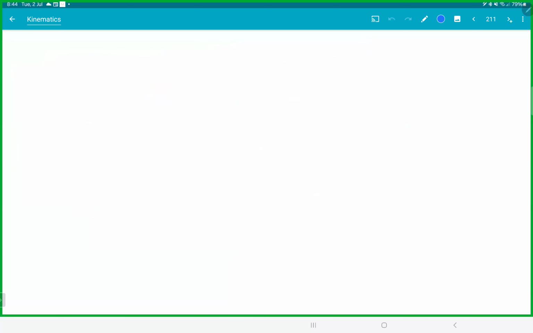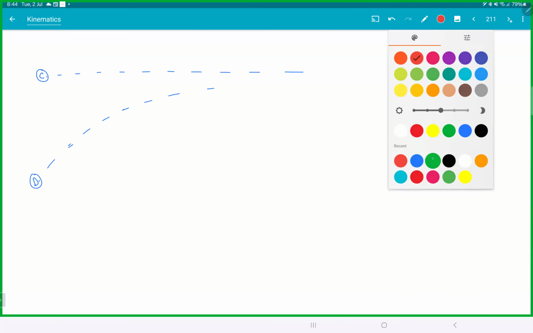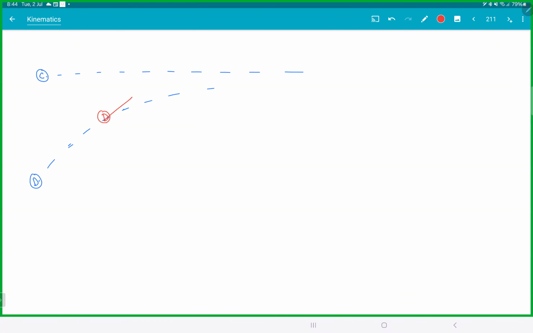Second part. This cat is going like this. The dog is chasing like this. At this point here, the dog is looking at the cat. Cat is going with u. This is theta. This is also theta. So let's stop the cat. This component will be u cos theta, and this component will be u sin theta.